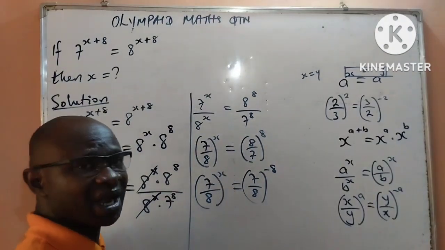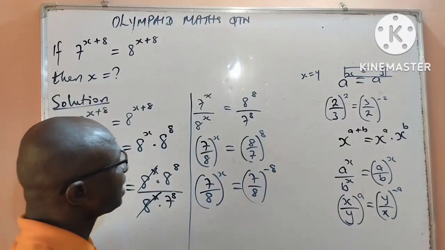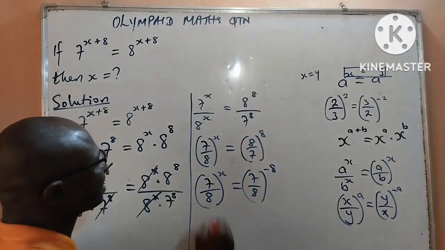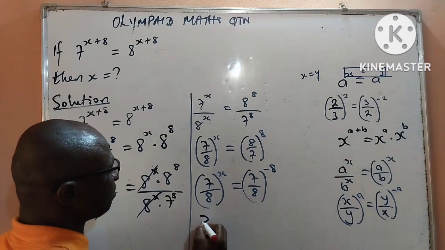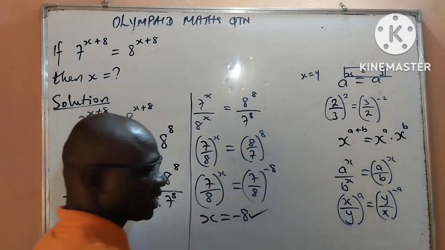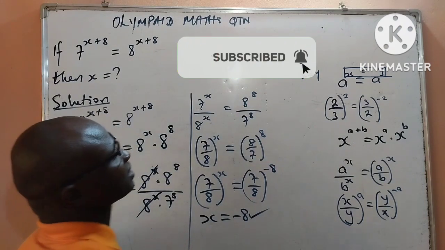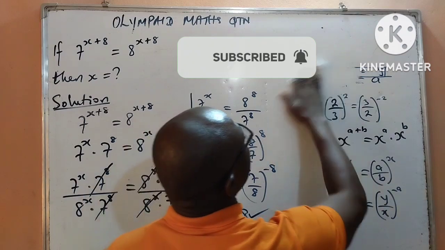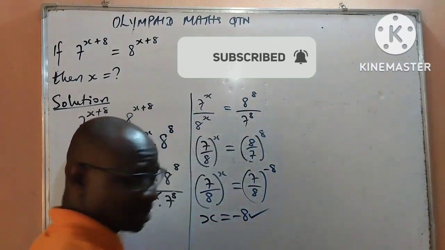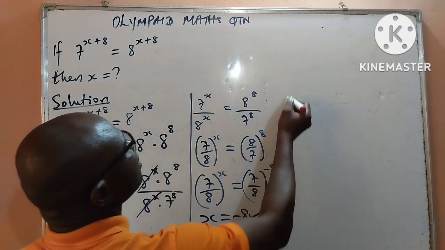So looking at it here, I have 7 over 8 as the base by the left hand side, and I have 7 over 8 as the base by the right hand side. Automatically the powers will now be equal, giving me x is equal to negative 8. Final answer. But then we need to use a few minutes to check our result to ensure that our answer is very correct, which it is, I know.